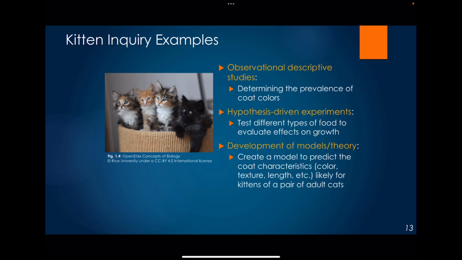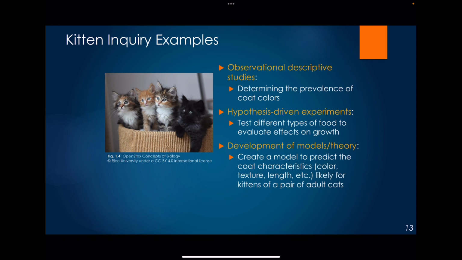Okay, so I just took a couple, and again, this is just practice, but you still need to be able to do it, so make sure that you go back and try it yourself, right? So here's an example. Observational descriptive studies would be determining the prevalence of coat colors. If you wanted to know how often a black cat shows up if these two types of cat parents mate, that would be an observational descriptive study because you are describing what is going on, right?